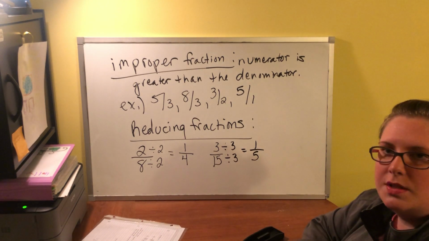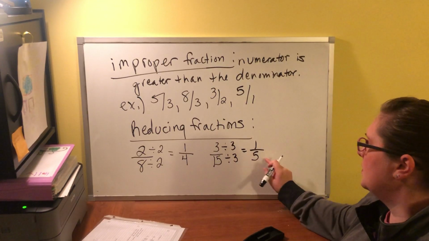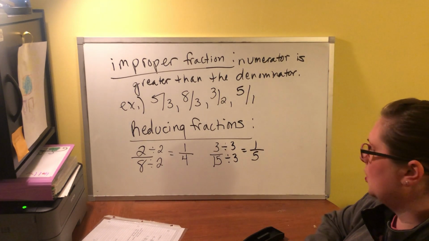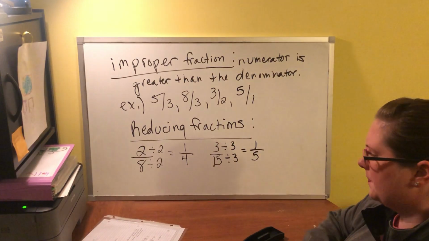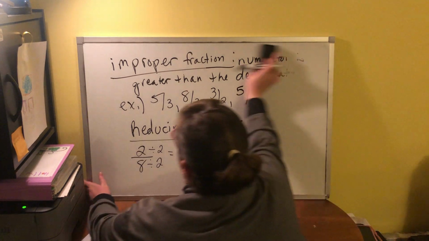Always double check yourself just in case. Nothing goes into 1 and 5 except for 1, so we're good, and that is our final answer, okay? Let's do just a couple more of those.